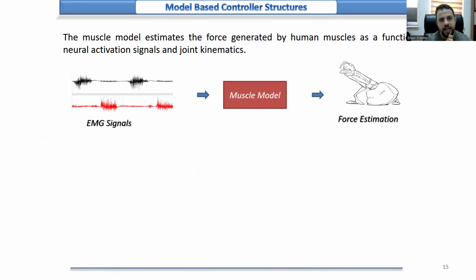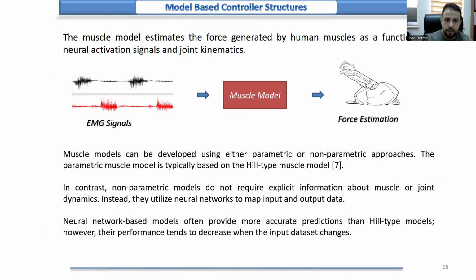The muscle model estimates the force generated by human muscles as a function of neural activation signals and joint kinematics. In the figure, we can see an example of a muscle model. It takes neural activation signals as input and estimates a force output.